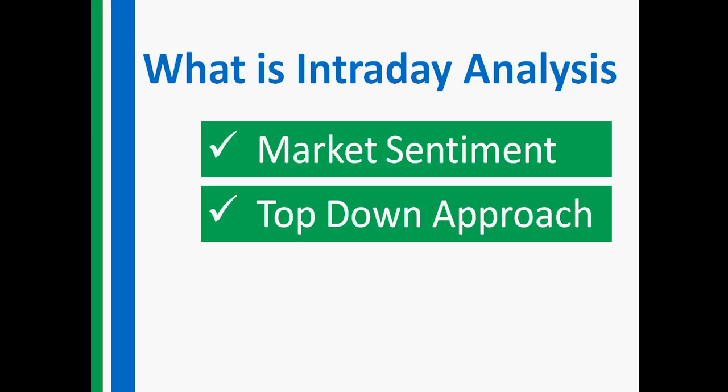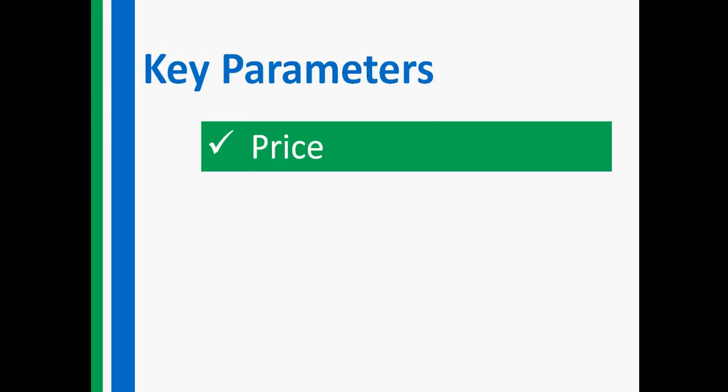So to understand the market sentiment, we have to follow a kind of top-down approach. Hence it is extremely important to understand the prevailing market sentiment. So how do I do it? We need to first track the market. That's the very first thing I have to do.